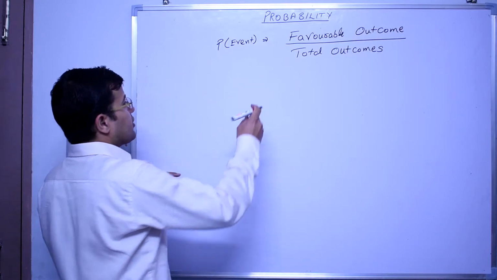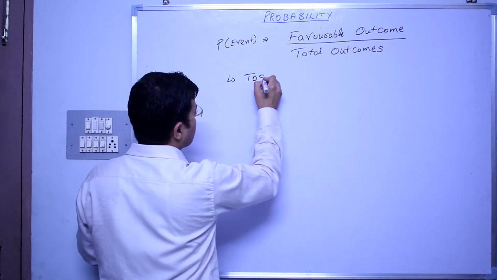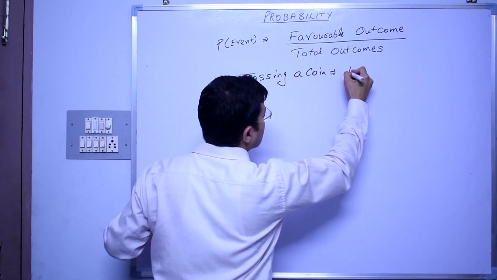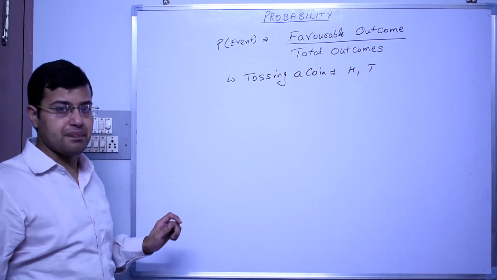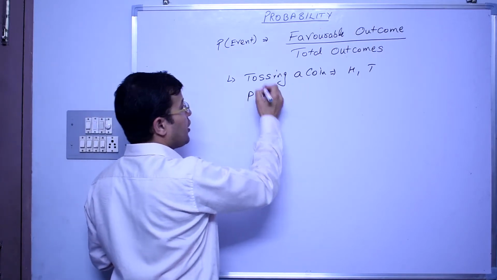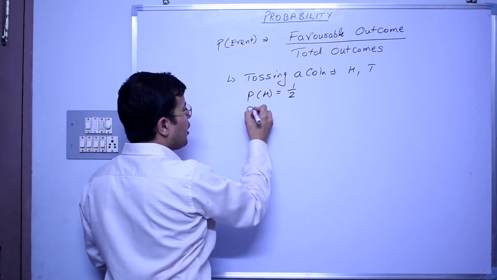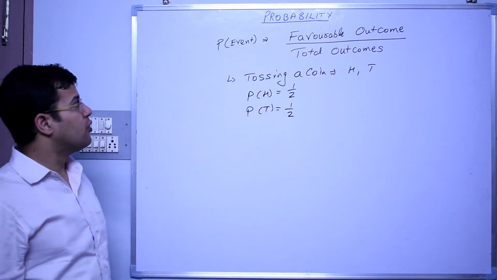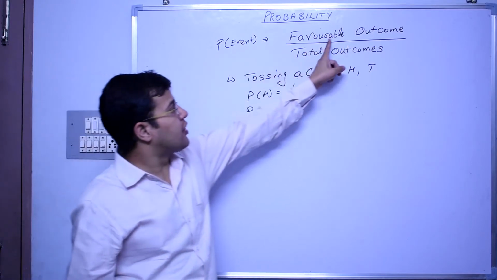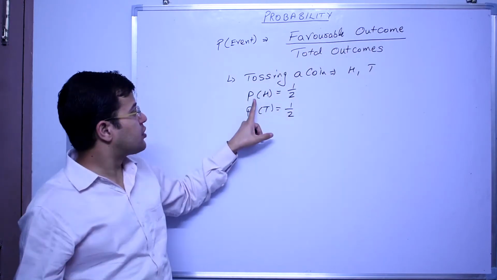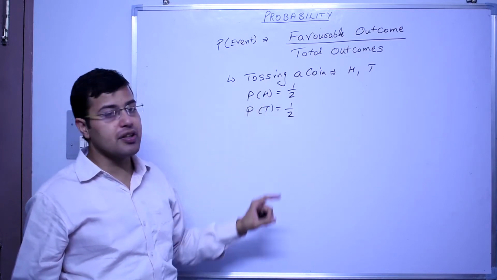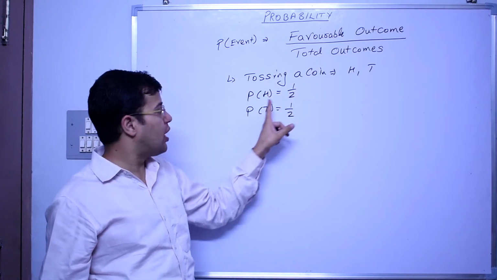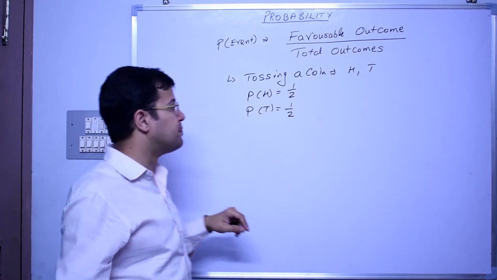So, let's say we are tossing a coin, so it can have head or tail. The probability of head, as an event, will be 1 by 2, and the probability of getting a tail will be 1 by 2. So probability is given as favorable outcomes over total outcomes. The favorable one is the required one, head or tail. Since there are two outcomes, the probability of getting head is 1 by 2 and the probability of getting tail is again 1 by 2.